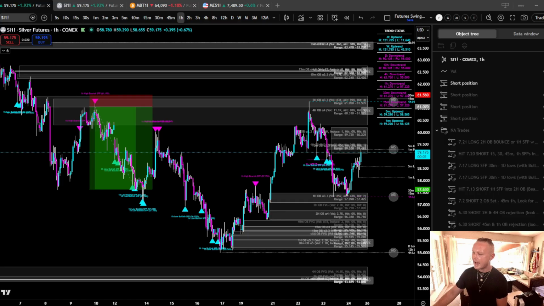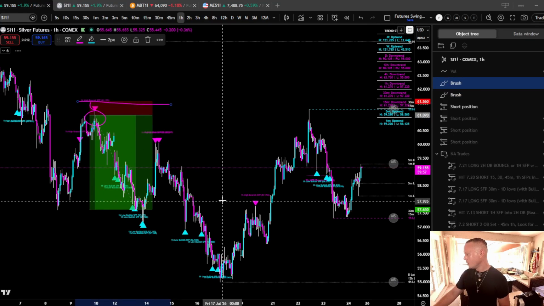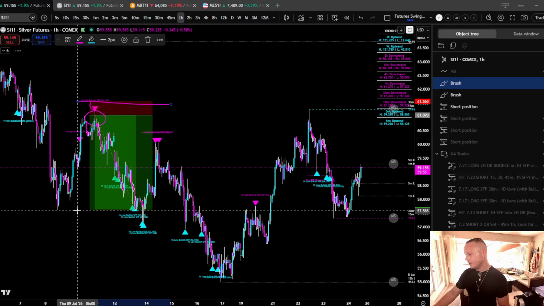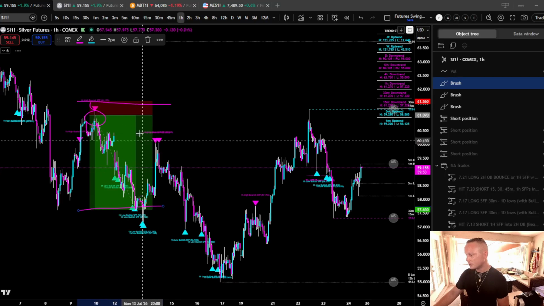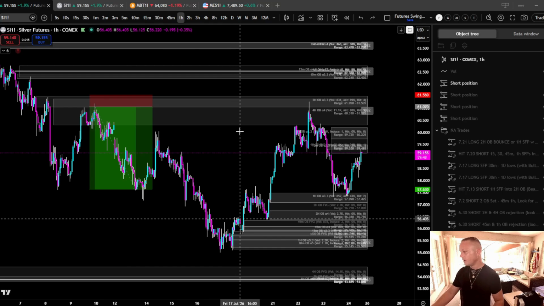So not only do you have your clear entry criteria, but you also have your clear exit criteria, and you also have your clear stop loss criteria. So exit criteria, stop loss criteria. Very simple, very cut and dry.